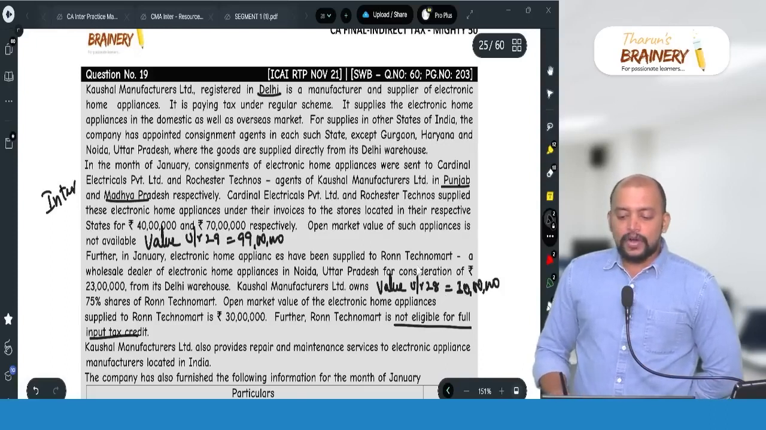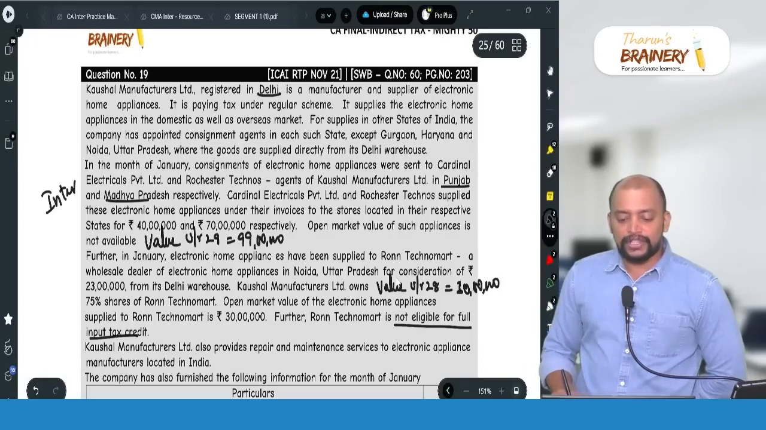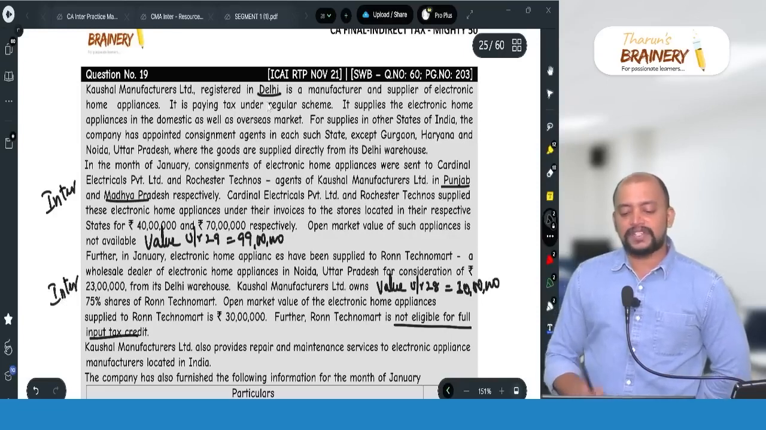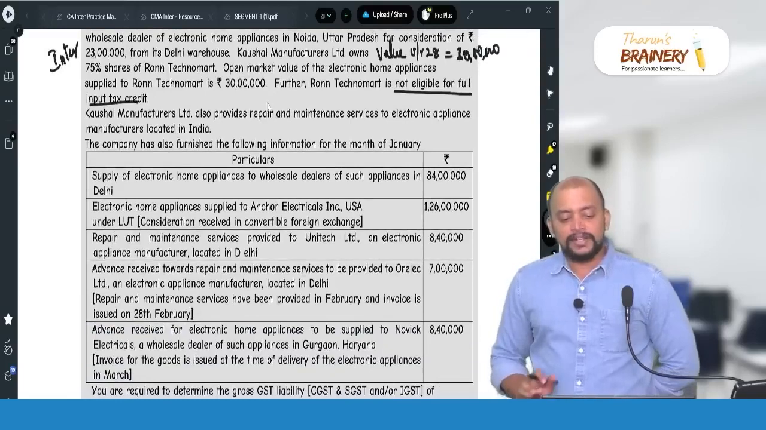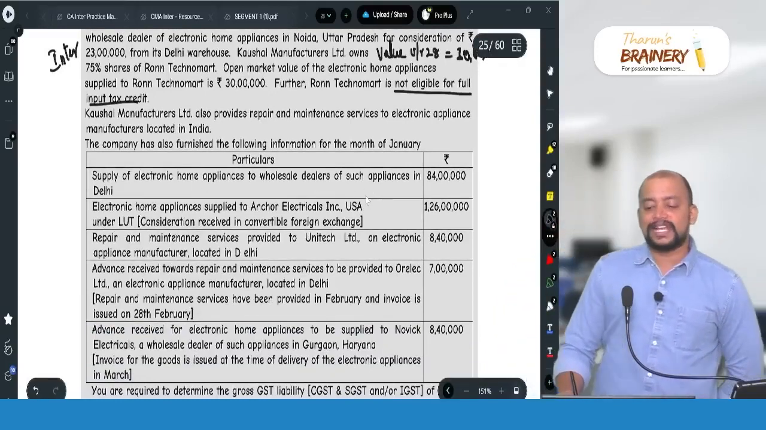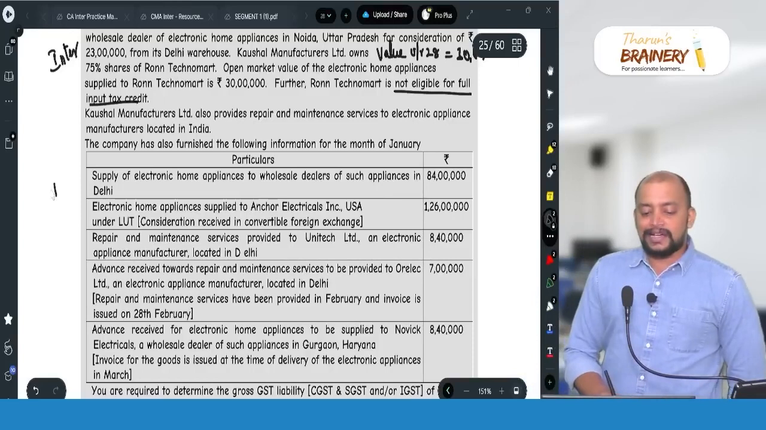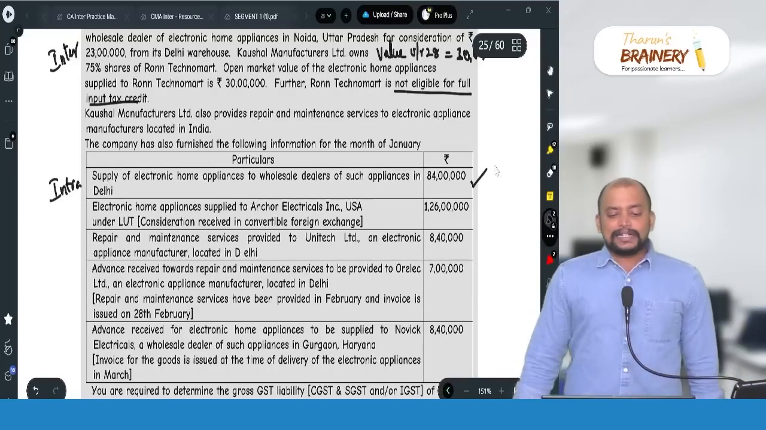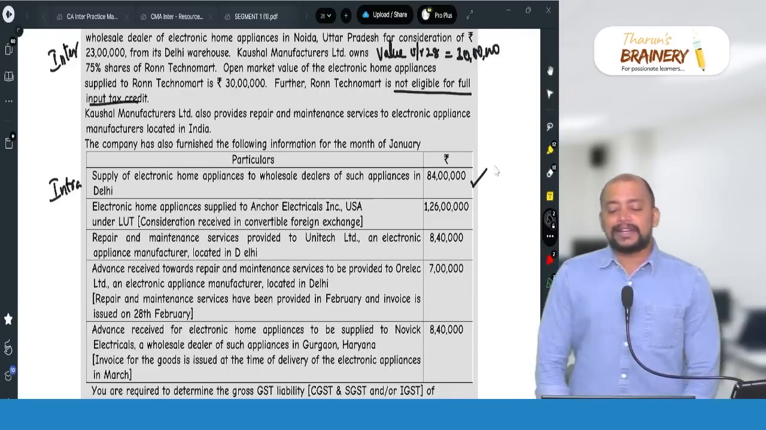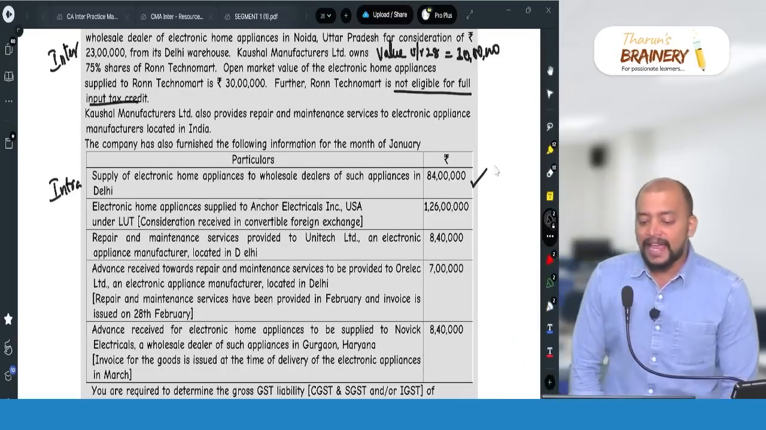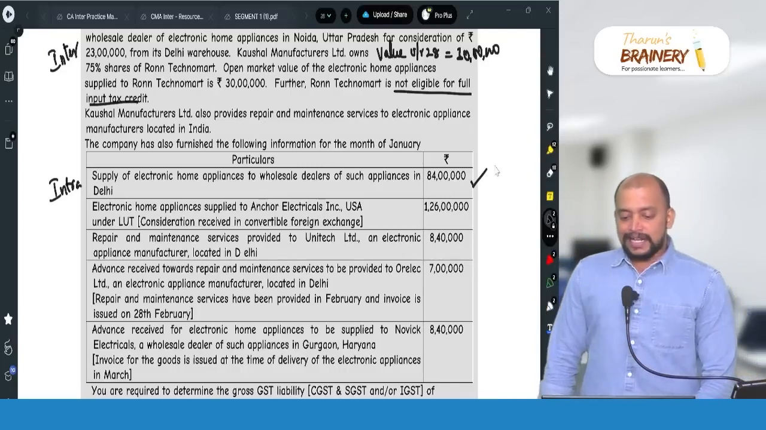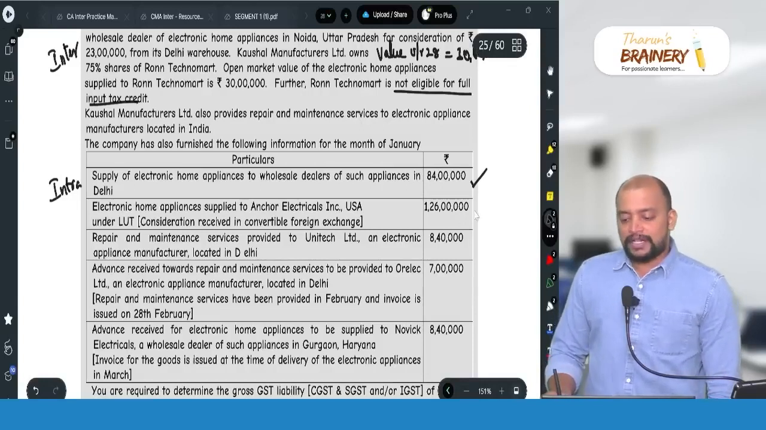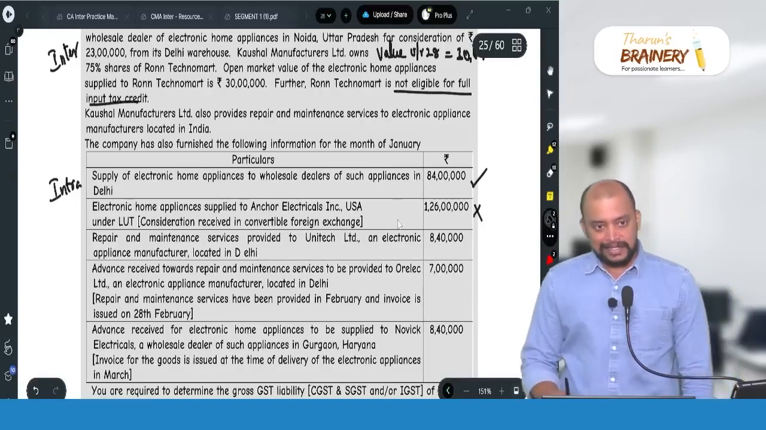And next, Ron Technomart, a wholesale dealer in Noida, Uttar Pradesh. So again, it will also be inter because the location of supplier is Delhi. Then this one, supply of electronic home appliances to wholesalers in Delhi, intra, and it will be chargeable to GST, 84 lakhs. Electronic home appliances supplied to Anchor Electricals Incorporation, USA under LUT. Consideration received in convertible foreign exchange. Zero rated, no liability. We don't have to pay any GST in this case.